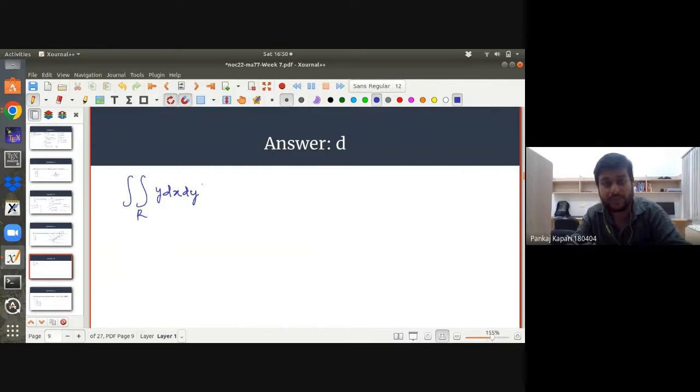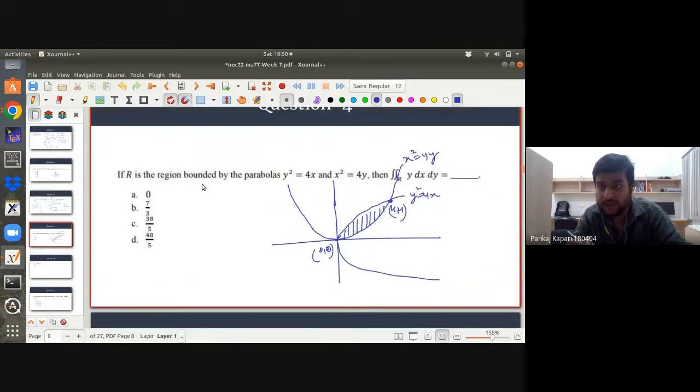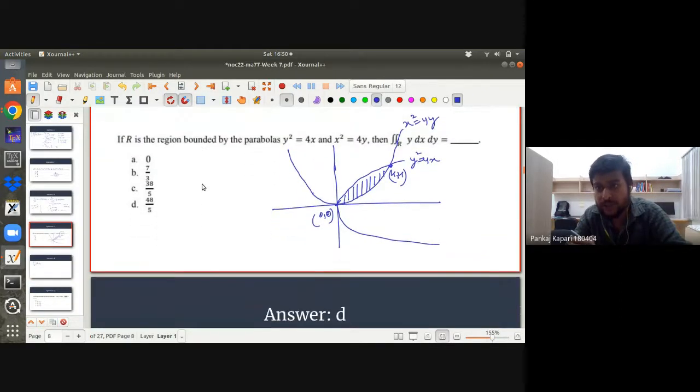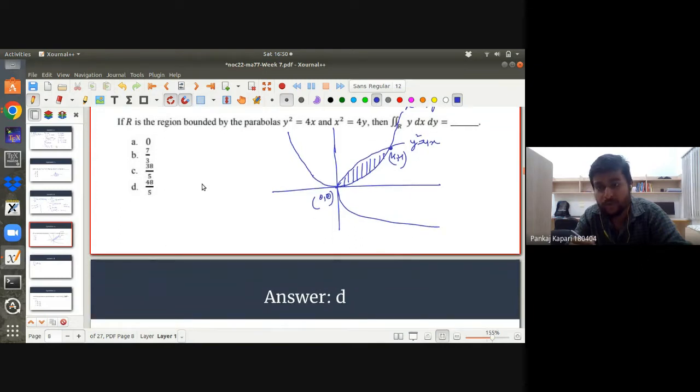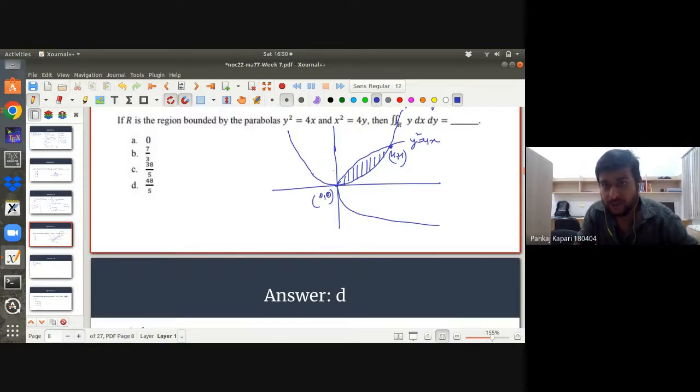So let's integrate in the given order. So first integrate with respect to x, then we'll integrate with respect to y. While integrating with respect to x, you have to keep y fixed. So if this is an axis of y equal to constant, then you can see that x varies from the first curve to the second curve. So this is the range of x.